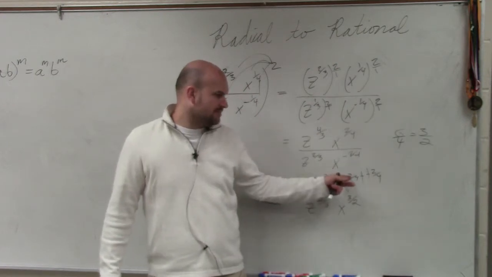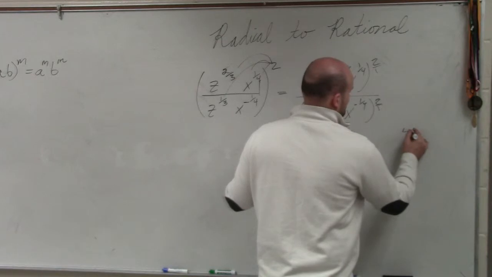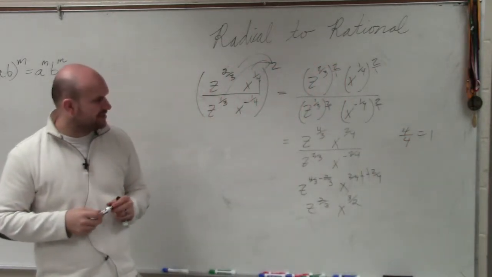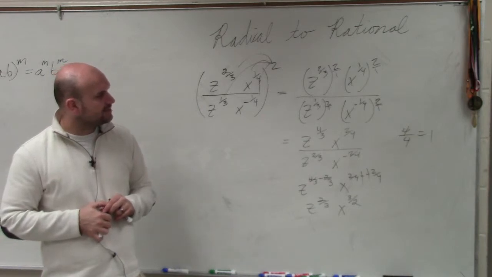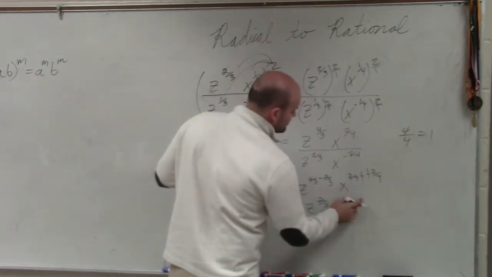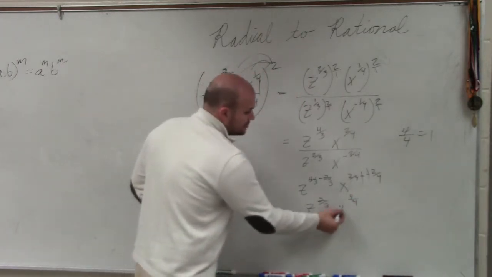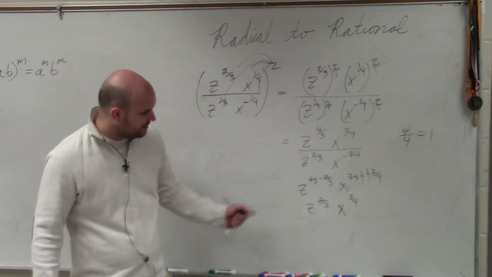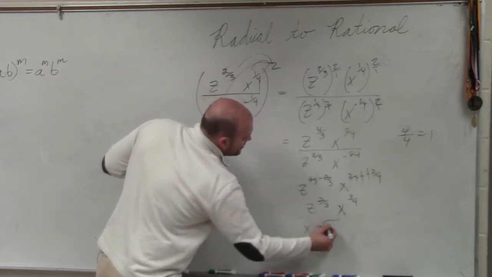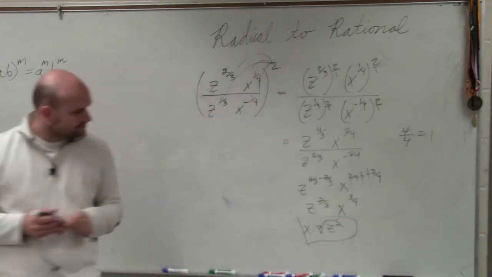So therefore, oh, I'm sorry, that should be 4/4, right? I don't know where 6 came from either. So that becomes 4/4, which is just 1. And 2/2 again just turns into 1. So therefore, I could always write this as x times the cube root of z squared if you're going to write it as a radical expression.